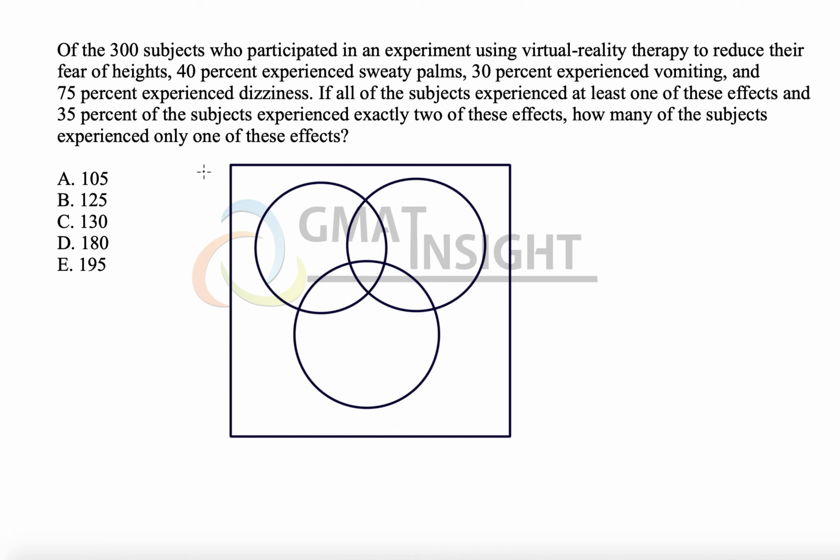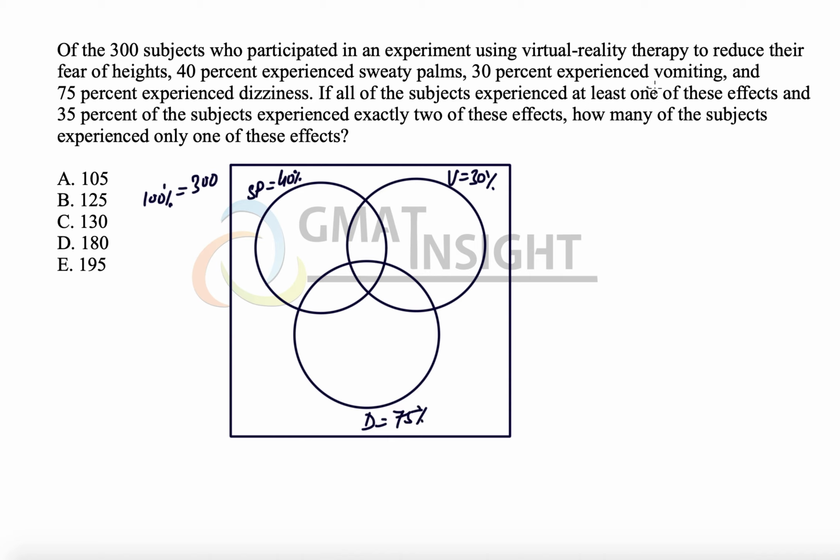Now we have a total of 300 subjects, which is equivalent to 100%. Now, 40% experience sweaty palms. Understand that every other piece of information is in percentages, so it's always better to keep everything in percentage till the final calculation. We always try to do the calculations in the unit that is available more than quantity. So here everything is in percentage, so we would like to keep them in percentage. 30% experienced vomiting and 75% experienced dizziness.